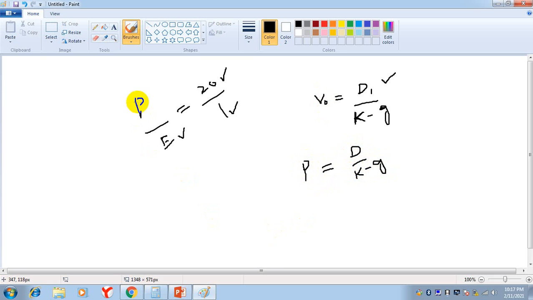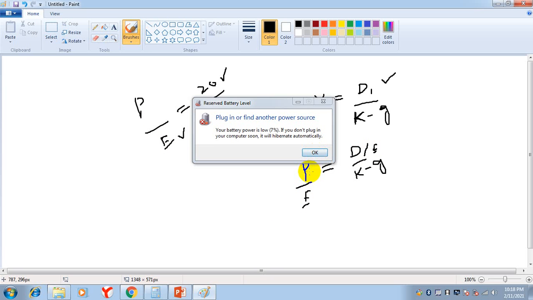Since we are calculating the P to E ratio, we are dividing this side by E, and we are also dividing this side by E. So we get this formula, P divided by E, price to earning. Now price to earning depends on these three things: dividend, K, and growth rate. So inshallah in the next class we will talk about this.